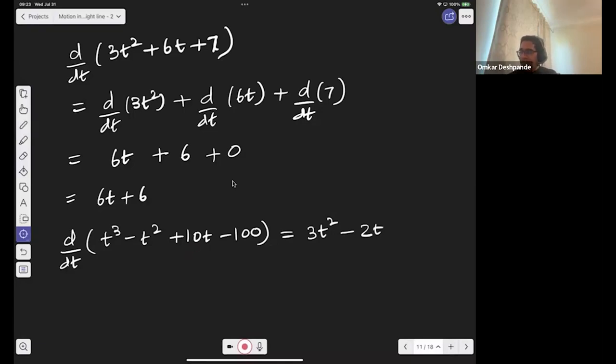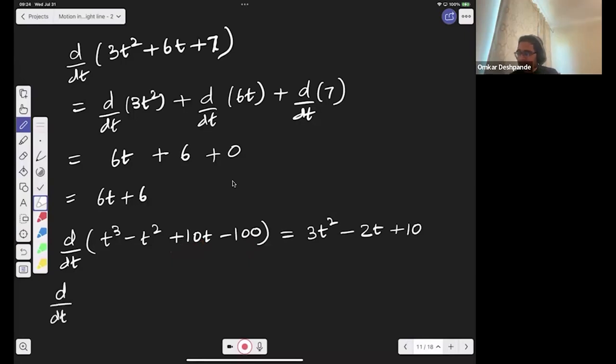And then I have two more pieces here. I need to add the derivative of 10t, which is 10. And then I need to subtract the derivative of 100, which is actually 0, so I don't have to add that in here. So 3t squared minus 2t plus 10 is the answer to this.